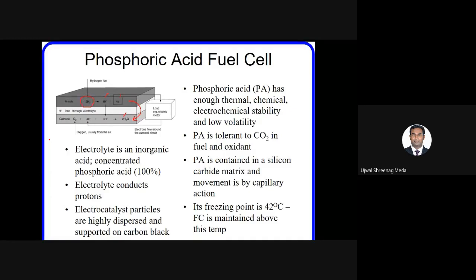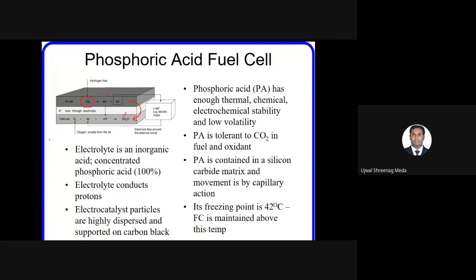And this phosphoric acid is also known for its thermal, chemical, and electrochemical stability. Even if you take the phosphoric acid to higher temperatures, it has no issues. Thermally it is stable, chemically it is stable, electrochemical stability is also observed, and volatility is low. When subjected to higher temperatures, the amount of evaporation is comparatively less than with other acids.